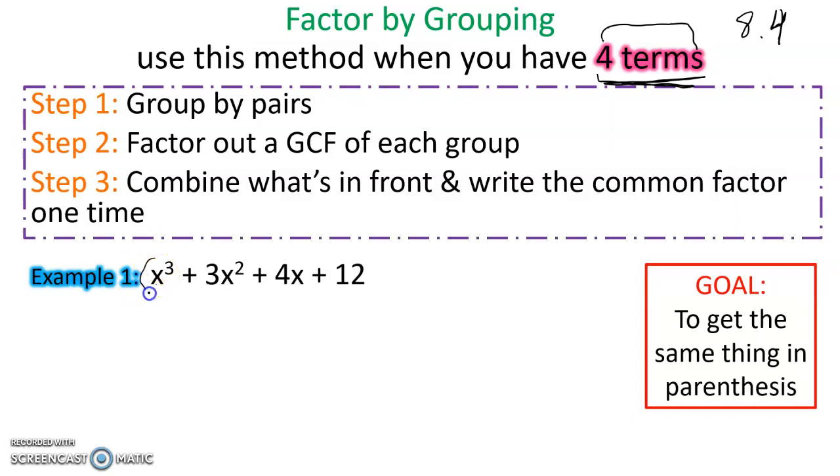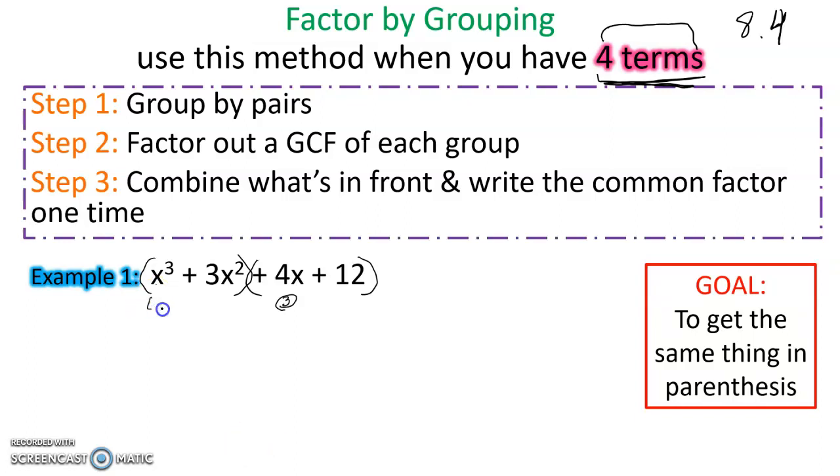What does that mean? It basically means I'm going to put a set of parentheses in front of the first two, so this one and this one, and a set of parentheses in front of these two. I also put it in front of whatever sign's in front of this third one here. If it's a plus sign, I put a parenthesis in front of that. If it's a minus sign, I'll put a parenthesis in front of that. Okay, so factor out a GCF of each group.